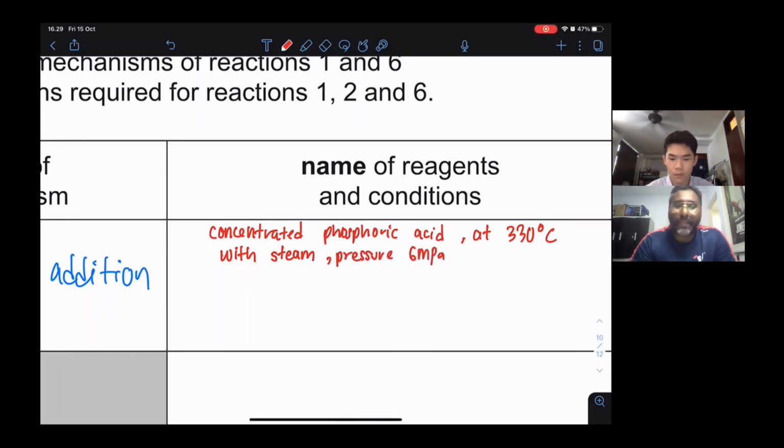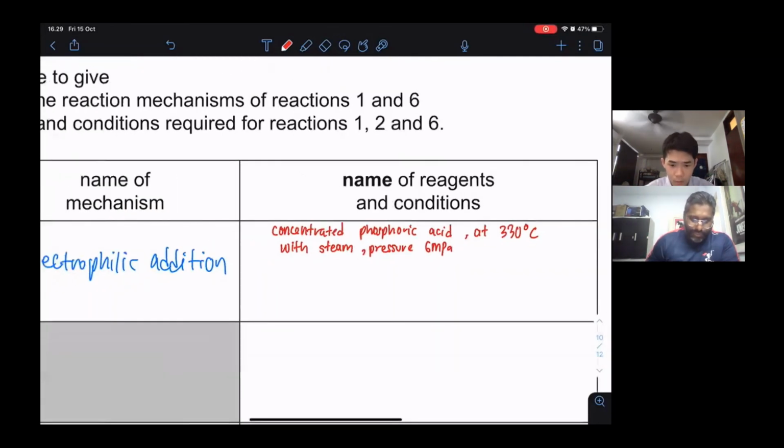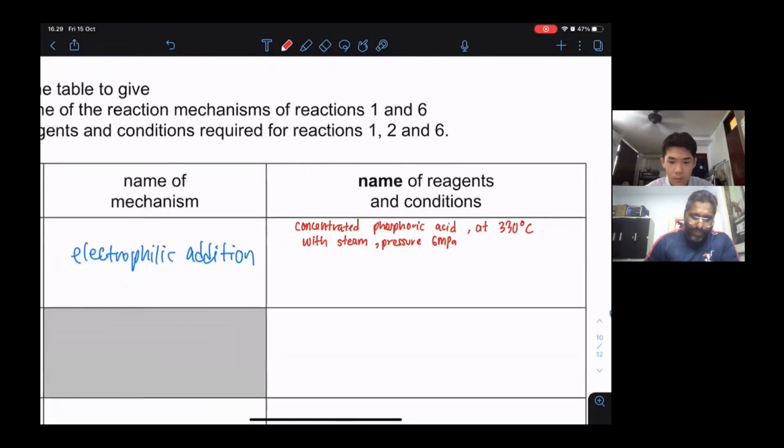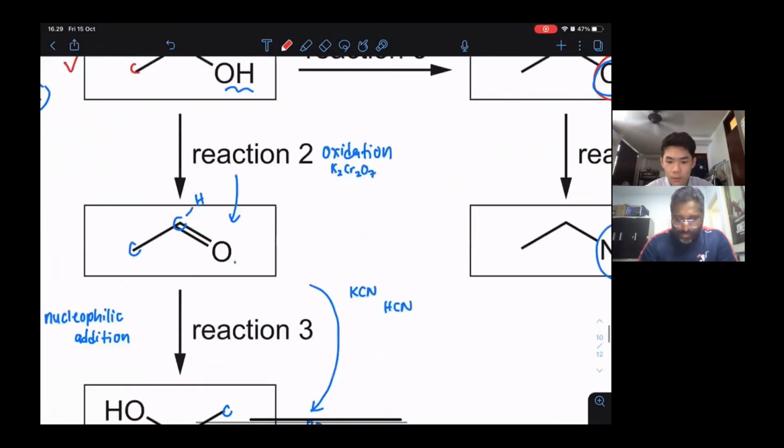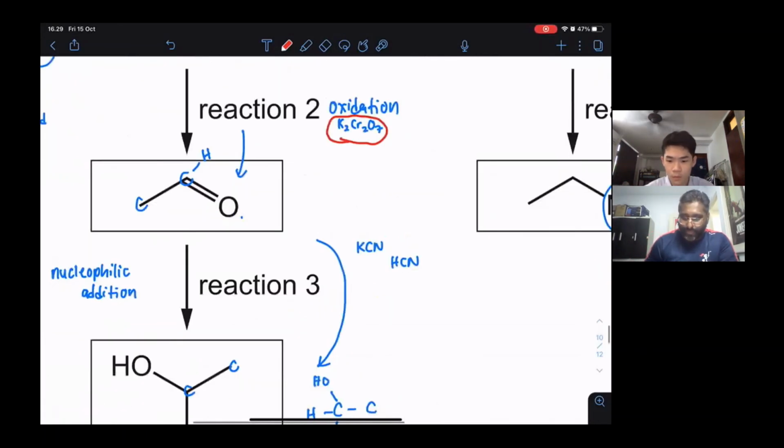Okay, done. Now, name, reagent, and condition for reaction number 2. This is what I told you. For your syllabus, I think they just want the oxidation of alcohol, just use the potassium dichromate. So when you give this, you need to be very specific, because you need to name it.